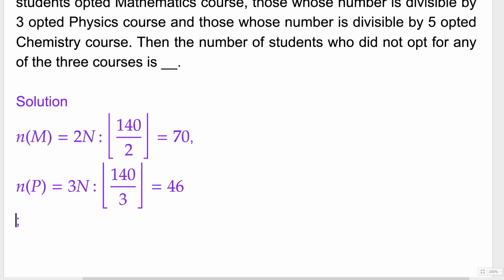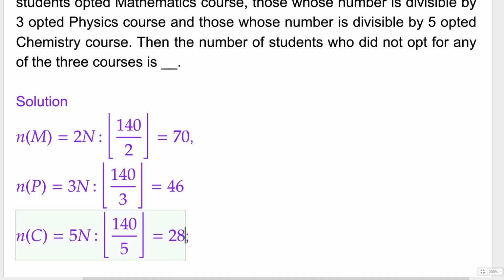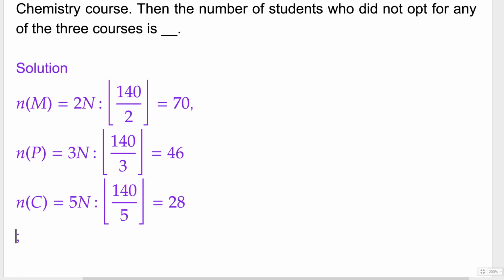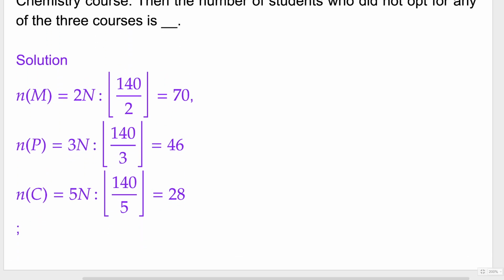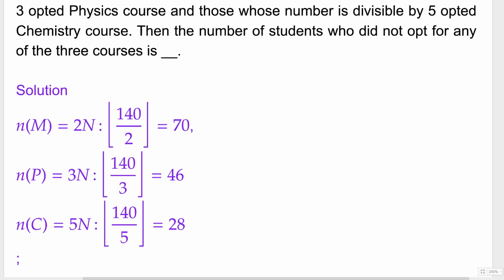Next, the number of students who opted for chemistry. Let's represent them by 5n because of multiples of 5. This can be written as 140 floor division 5, and this results in 28. So we have this data. Now we need to figure out all those students who have not opted for any of the three courses.